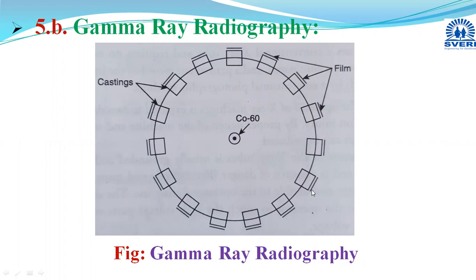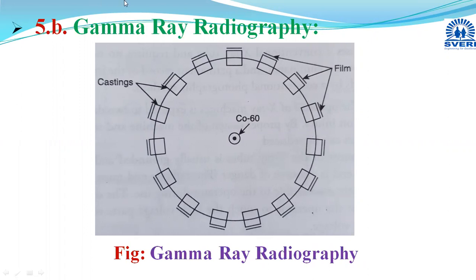This output will depend on the penetration capacity of the wavelengths generated from this radioactive element, and the absorbing capacity of the material. Where defects are present, some darker spots will be there in that radiograph.